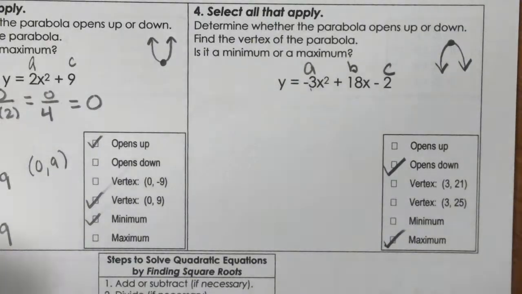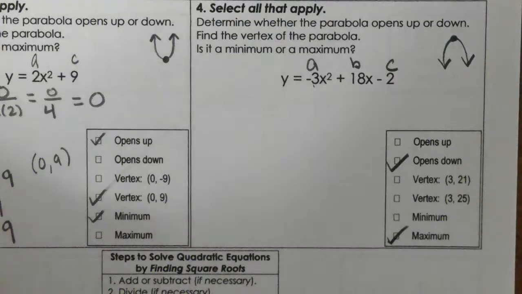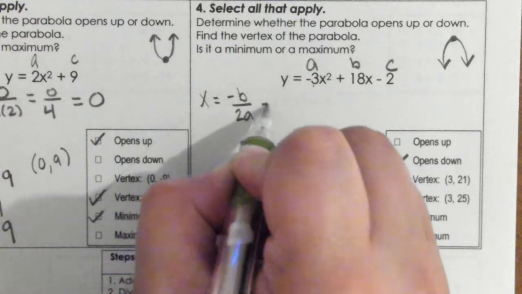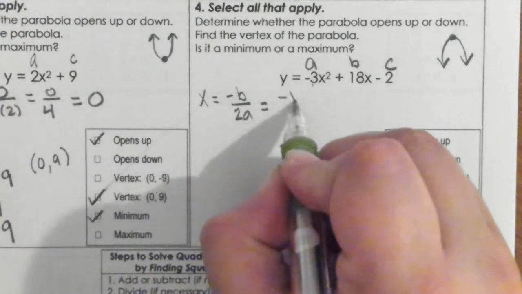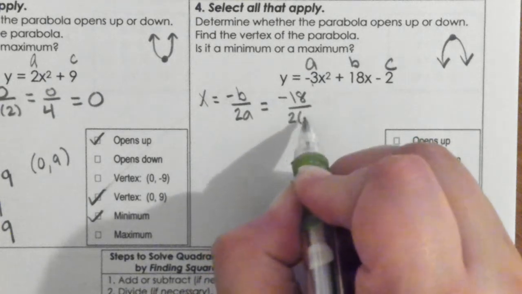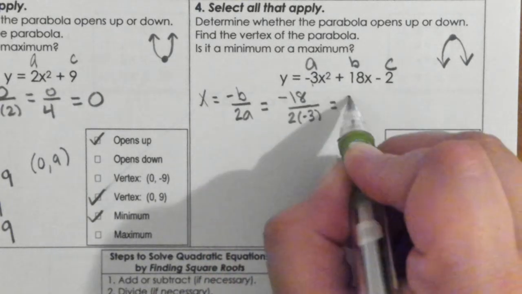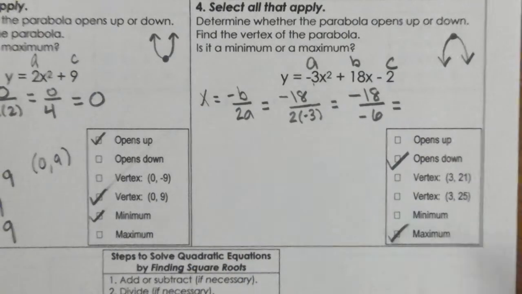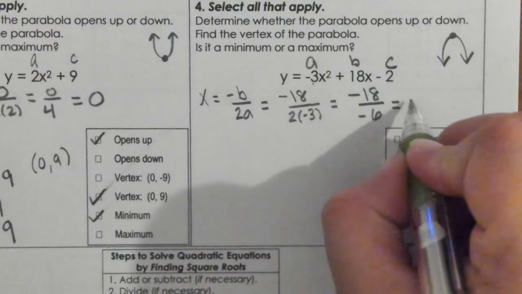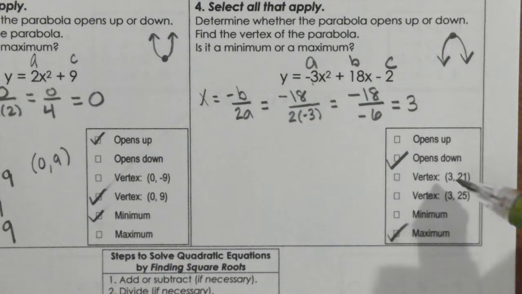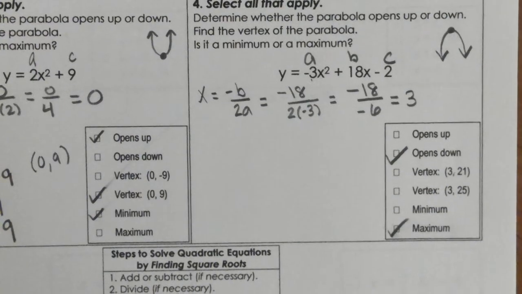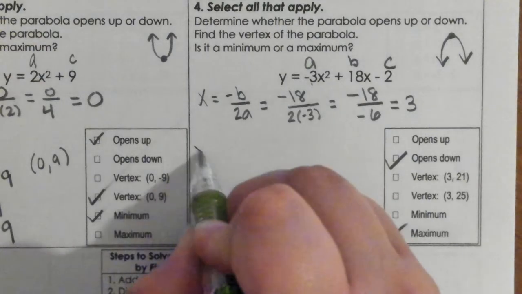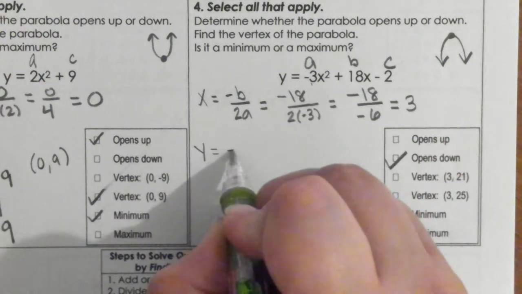And then to do the vertex part, we're going to plug into that formula again. X equals -b over 2a. So we would have -18, and then 2 times -3. So -18 over -6. And that divides to be 3. Okay, so we have a 3 for both of my x's here for the vertex. Okay, so now for the second step, we need to plug that 3 into the x's.